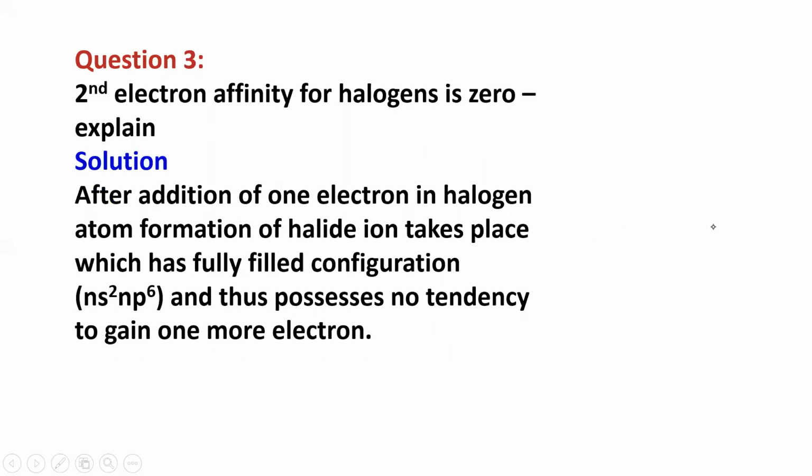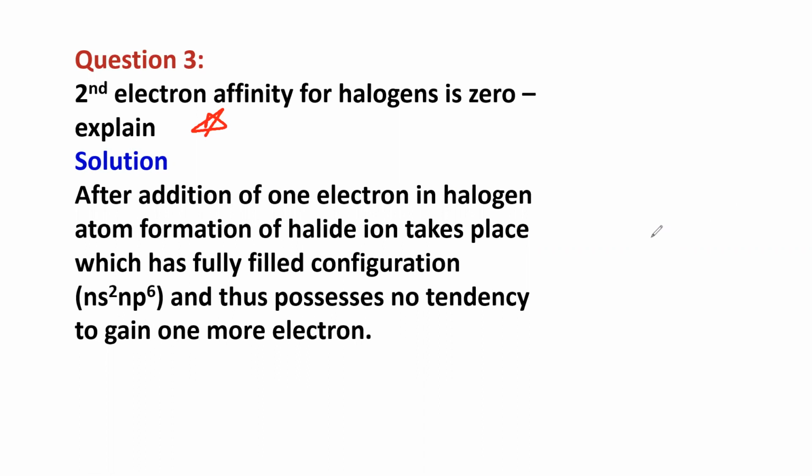Second electron affinity for halogens is 0. Explain. Very important question. After addition of one electron in halogen atoms, so what is electron affinity? When a neutral gaseous atom gains an electron, the amount of energy released is called its electron affinity. If it gains one electron, it is the first electron affinity. If it gains two electrons, it is called the second electron affinity. This applies to the halogens: fluorine, chlorine, bromine, iodine.